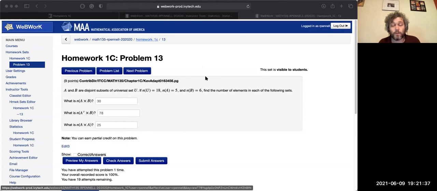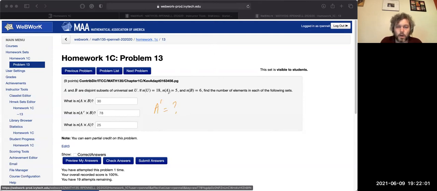We don't have to actually find the Cartesian product. We just find how many elements are inside. Okay. The next one is A complement times B. It's not intersect. It's not union. It's A complement times B. We already know how much is in B, but how much is in A complement? How much is in that?